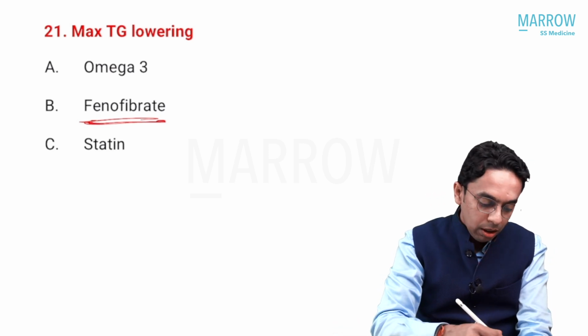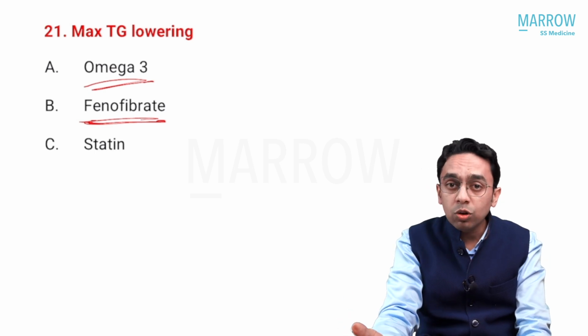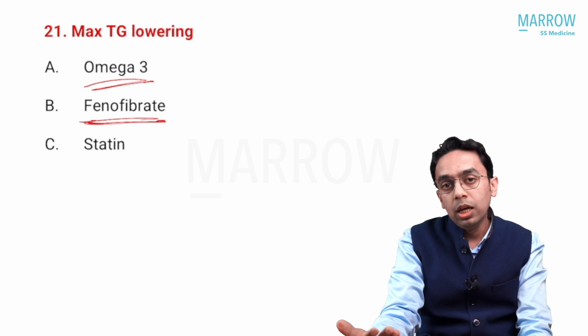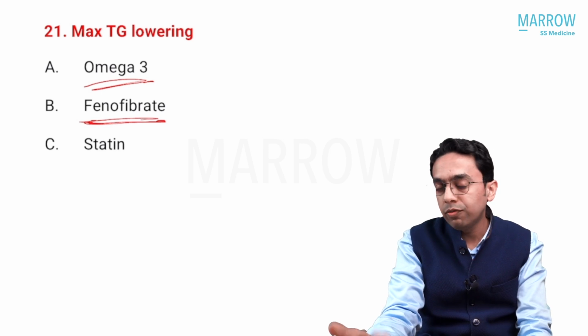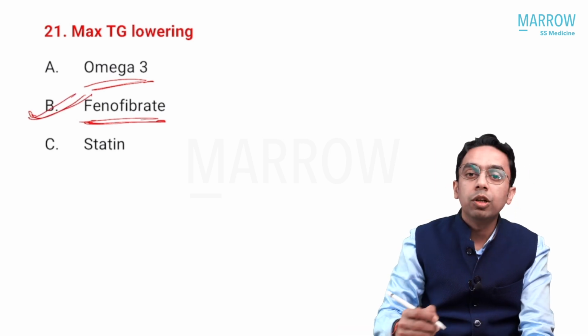up to 60%. Omega-3 usually up to 40%, statin up to 30%, but it depends on the dose of the statin you are using. If you are using a very high dose of statin, up to 50% reduction you can get in triglyceride. Okay, so the answer I would prefer here is fenofibrate.